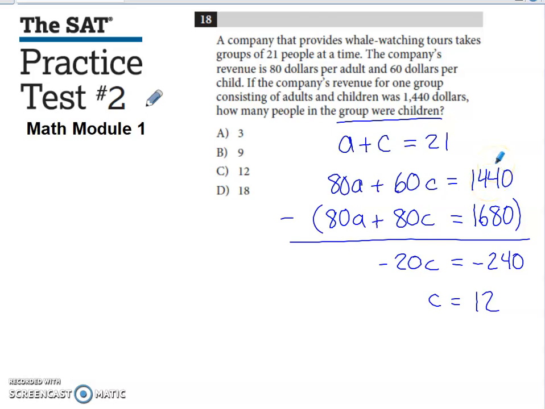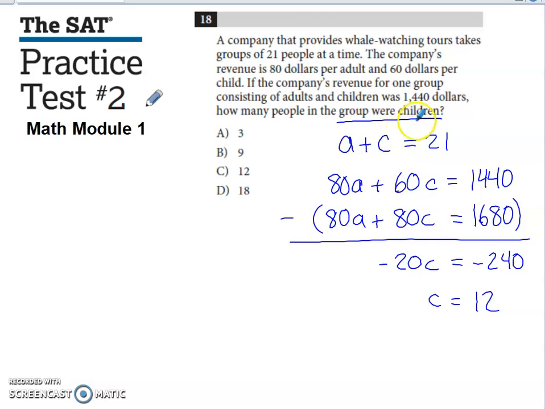Now, the way that you solve this system of equations doesn't have to be exactly what I'm doing here. You could use substitution, you could use a graph, you could, if you wanted to, use guess and check. You do know that one of these choices has to be correct, so you can try to plug in these values for C, right? How many children went on the tour, and see which of them works out for both equations. I went with the direct route of solving the system with elimination.